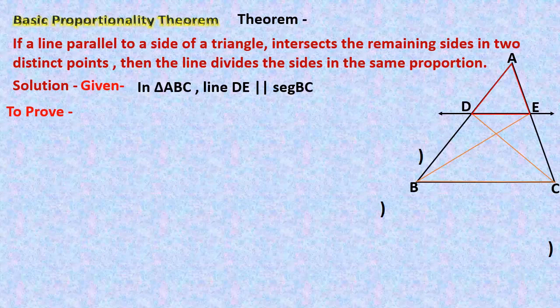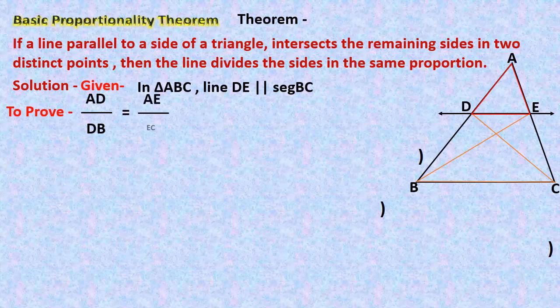Line DE divides side AB into two parts, first part AD and second part DB. Proportion means division, so we consider AD divided by DB, which is equal to the ratio for side AC. Line DE divides side AC into two parts, first part AE and second part EC. So we take AE divided by EC.